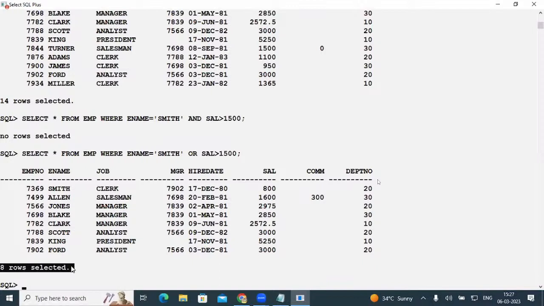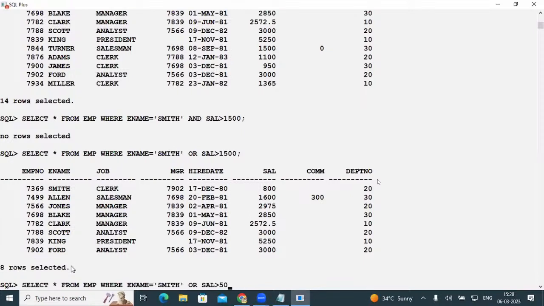Total 8 rows come. Come now? Yes or no? But in these 8 rows, Smith greater than 15,000. Both are having the same row, na? Different rows, na? Yes. OR operator. Okay? Now if OR operator, suppose if I am giving here.